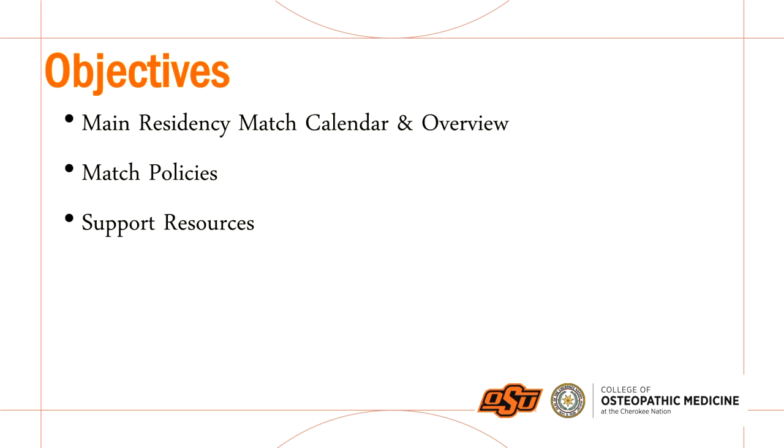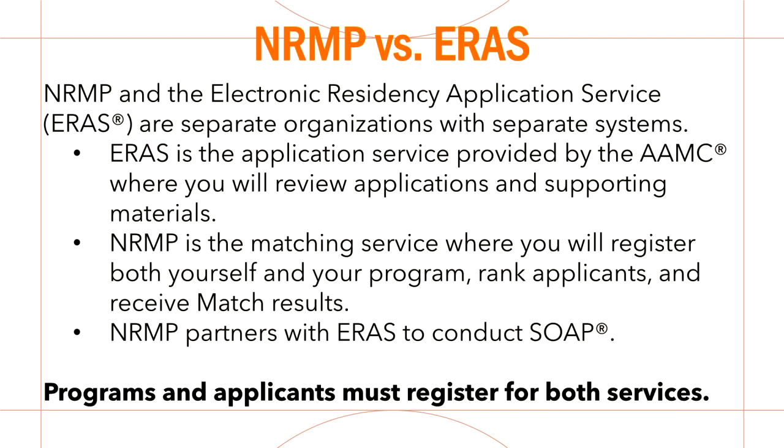Really important to start with NRMP versus ERAS. A lot of times the match is used as a big blanket term to cover everything that happens in the residency application process, up through the NRMP algorithm and the transition from UME to a GME environment. NRMP governs the algorithm. We go through some of the policies involved in that, but when students are filling out applications, and you all are looking at applications in the program director workstation, that is ERAS. That is a proprietary product of AAMC.